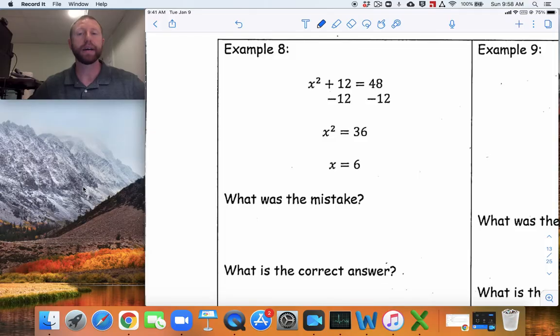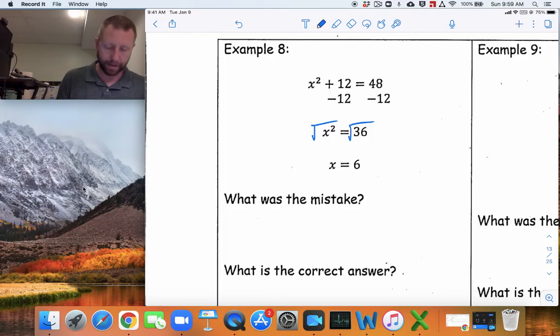And then they didn't show it exactly. Let's write that in for them. They went ahead and they took the square root of both sides, right? Take the square root of both sides, we get x equals 6. What's the mistake? Square root of 36 is 6, except they didn't account for both answers, right?